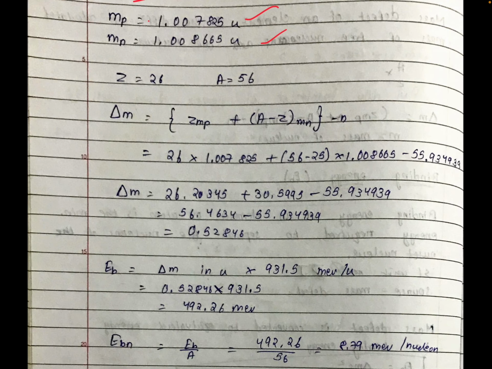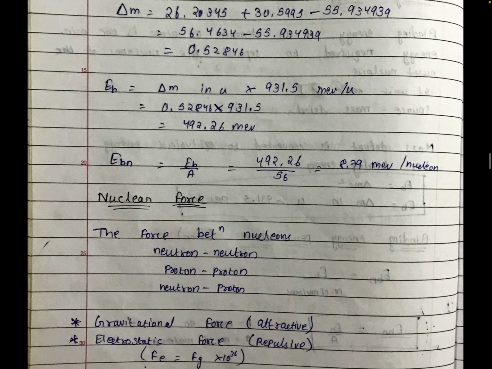Did you get it? So in this way the binding energy is this. What is binding energy per nucleon? You just divide by the number of nucleons, A, 56. Divide it. Clear or not?